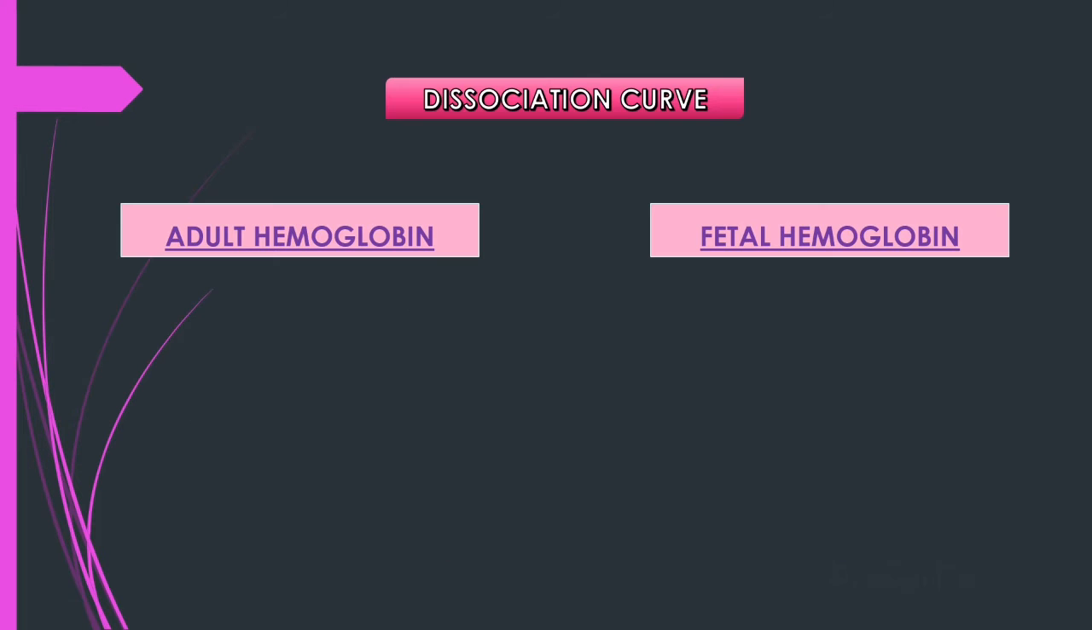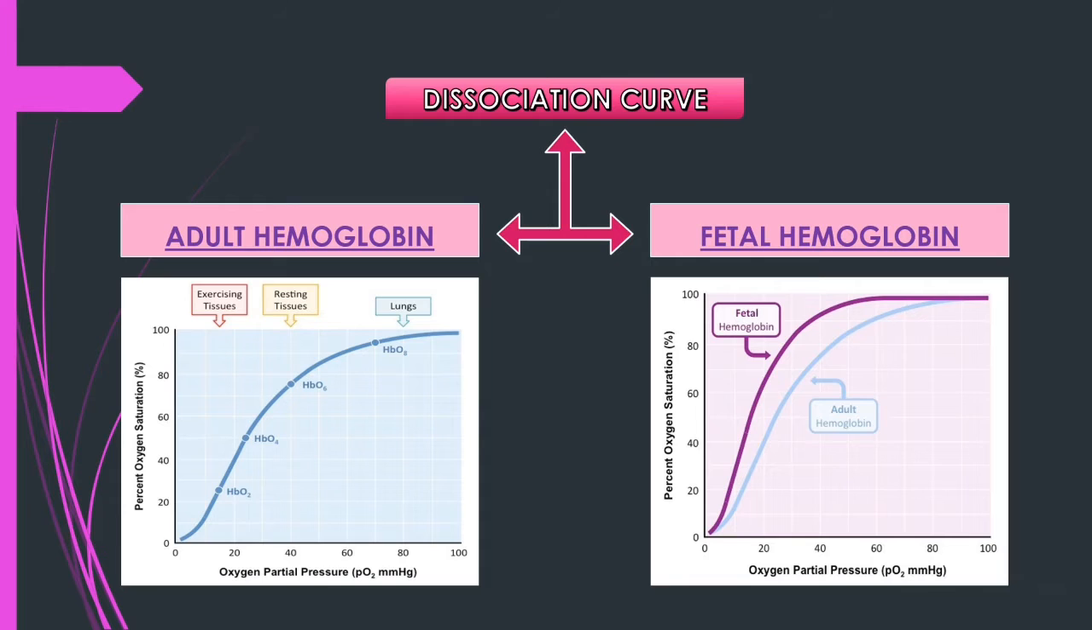I will explain about the graph of the oxygen dissociation curve for adult hemoglobin and fetal hemoglobin. From this graph, we can see that the fetal hemoglobin curve is more to the left than adult hemoglobin. Fetal hemoglobin and adult hemoglobin reach the same percent oxygen saturation, which is 100%. So I will explain more detail about this graph.